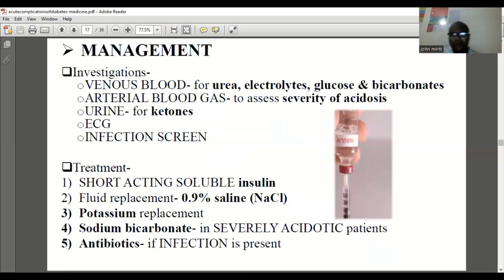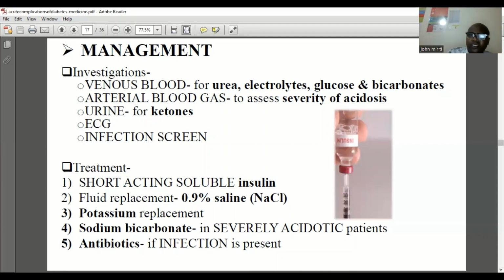So let us look at the detailed management of DKA. In a DKA, what investigations do you do? You take the venous blood, you look for urea, electrolytes, glucose and bicarbonate. And in the arterial blood gas, you assess the severity of acidosis. In the urine, you check for ketones, and you also check an ECG so that you check whether there are arrhythmias. The ST wave is the key. You check whether the ST wave is increased because of electrolyte imbalance.